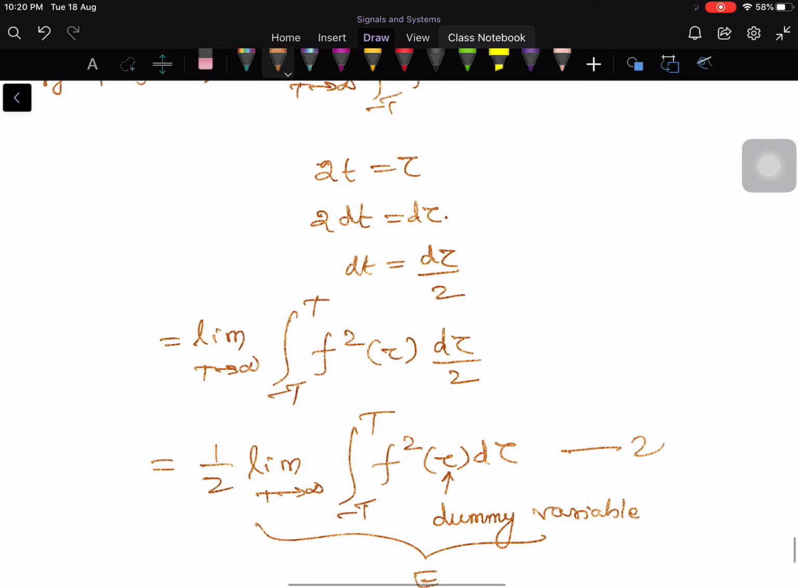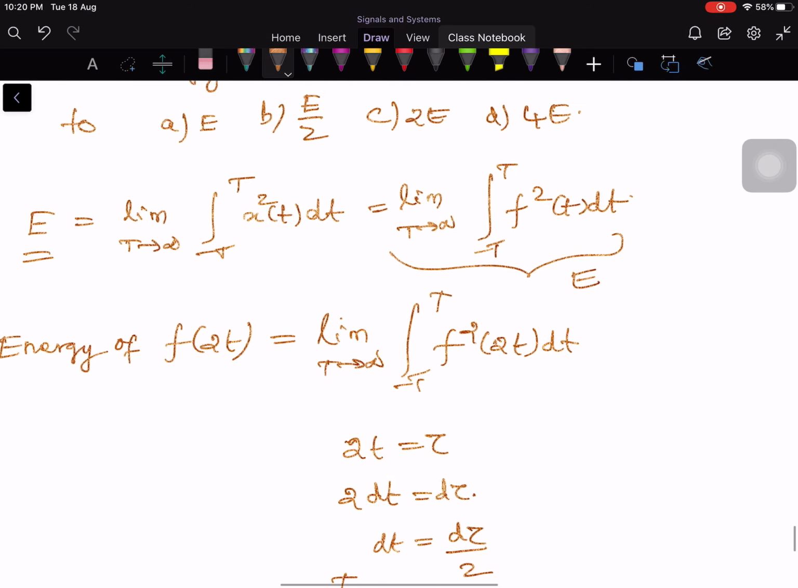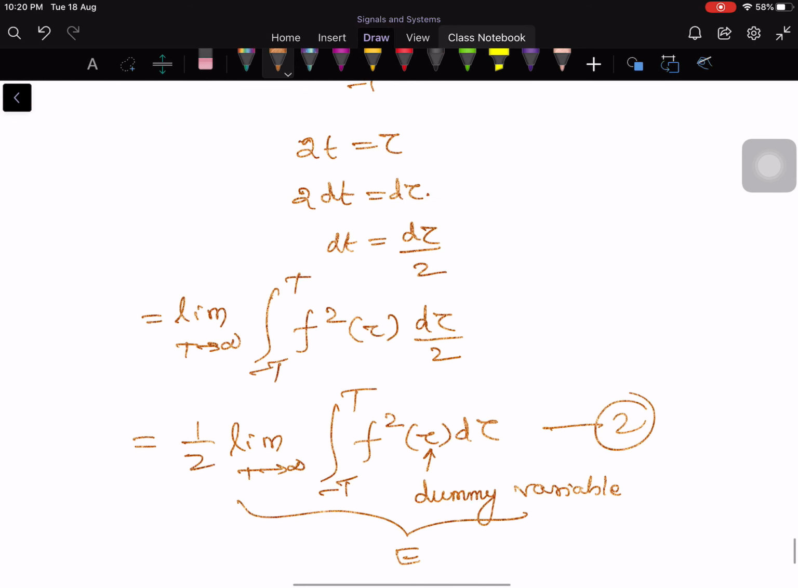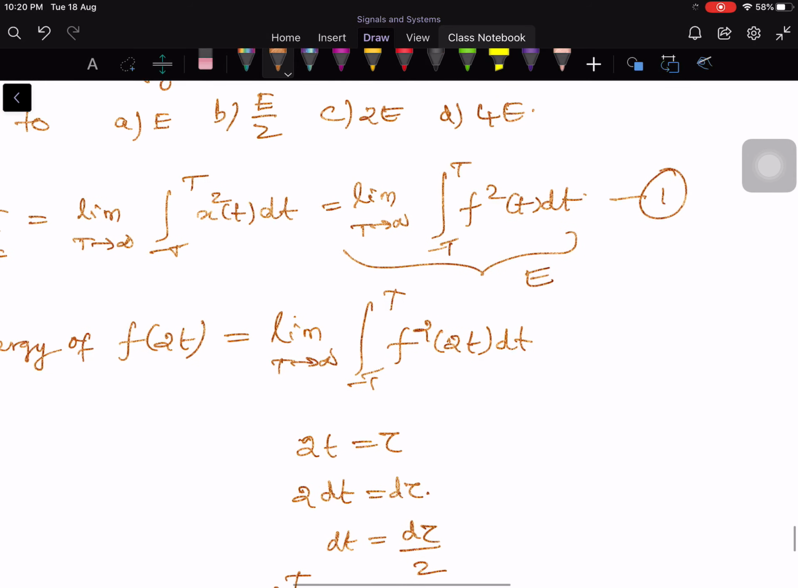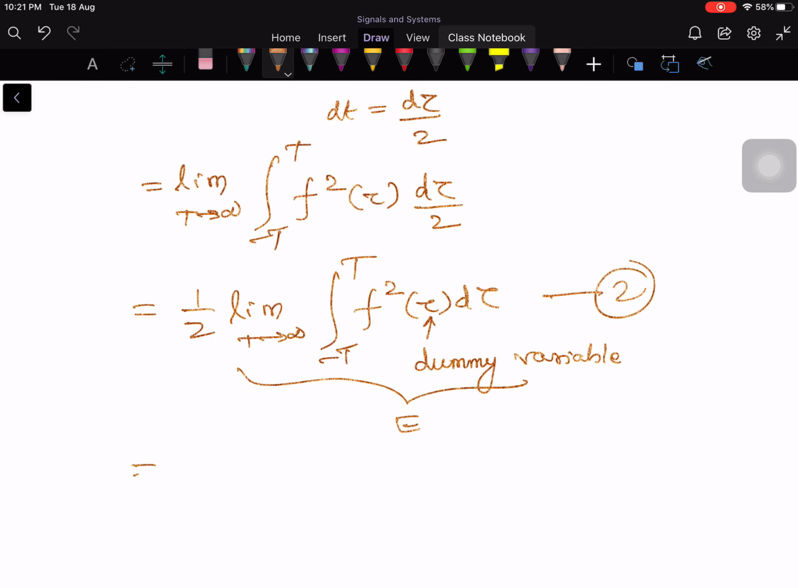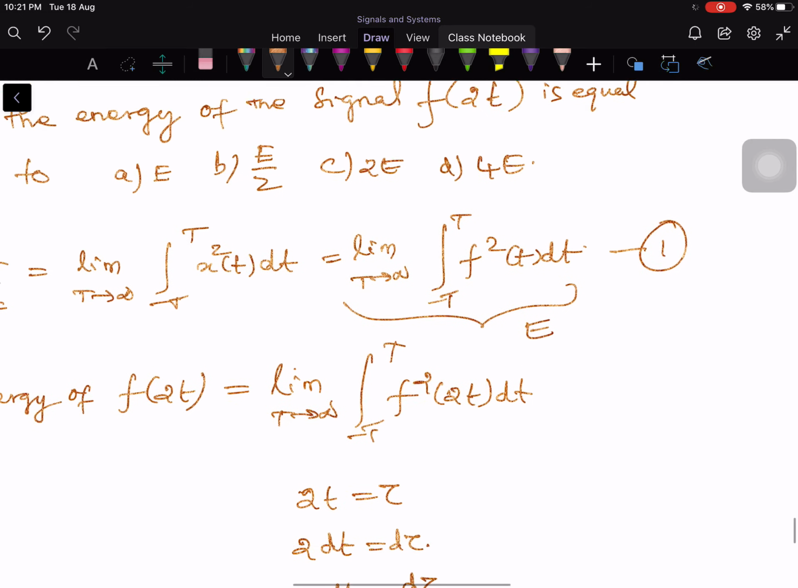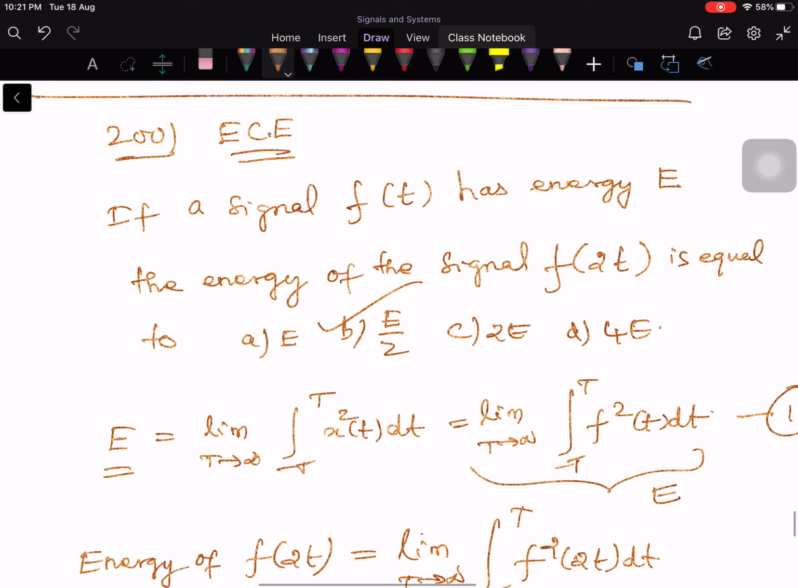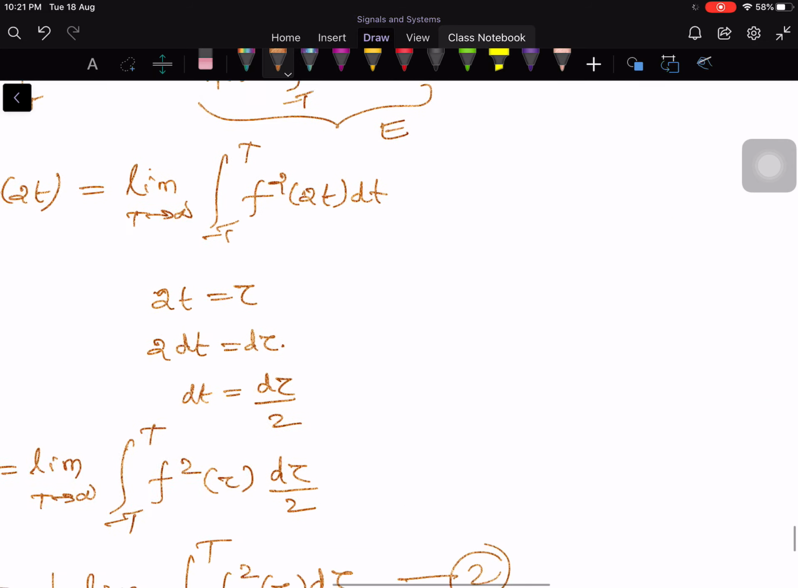Let me call this equation number 1, and this is equation number 2. Compare 1 and 2. 1 is here, then 2 is here, both are same. So therefore 1 over 2 times E, which means E by 2. So the correct option is B option. So this is, I think, one more question in 2001.